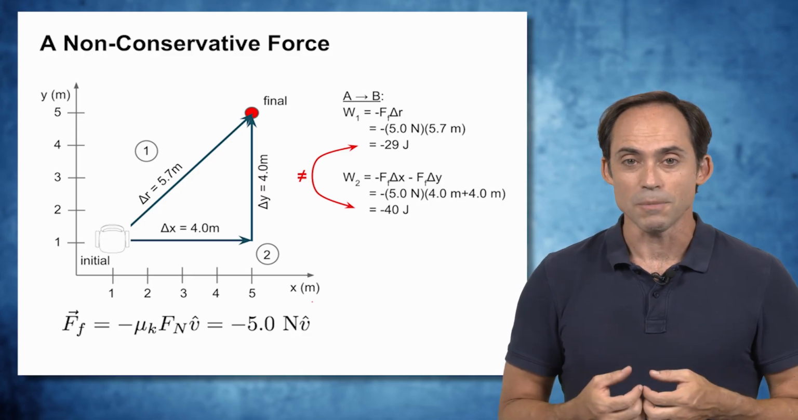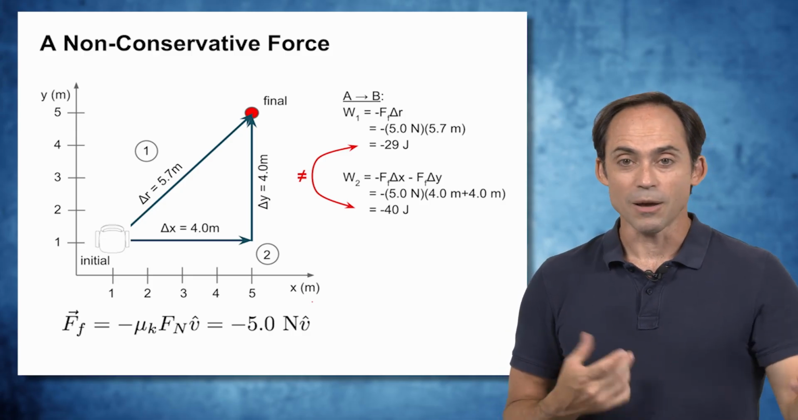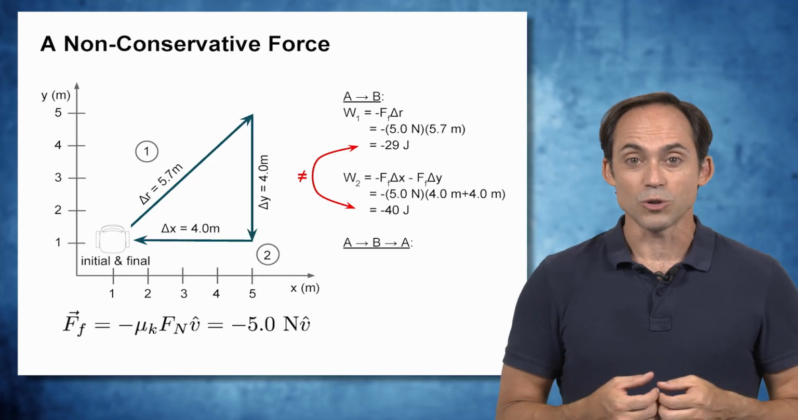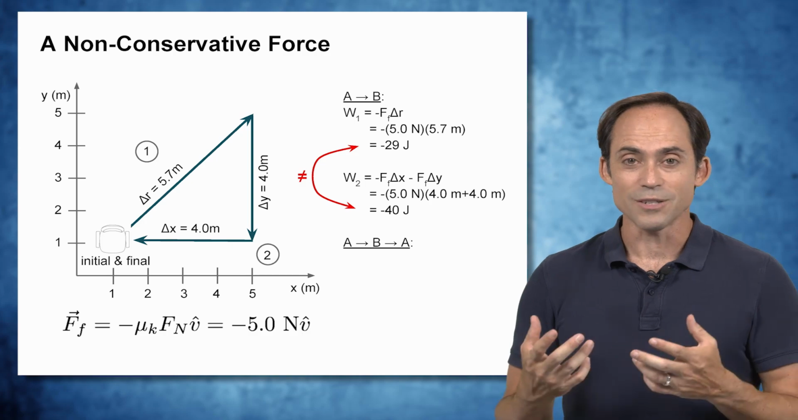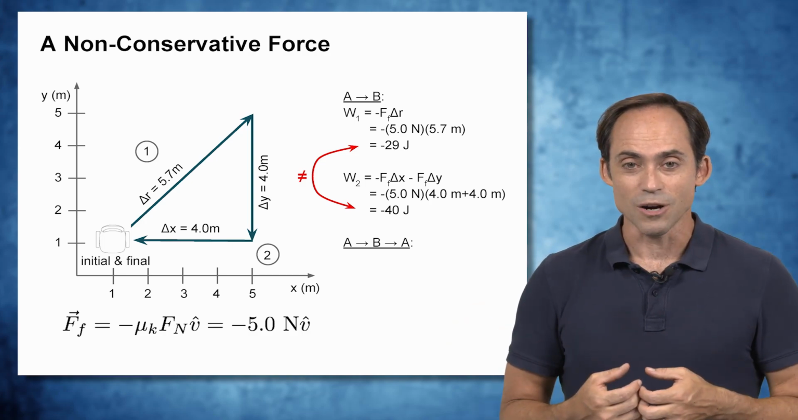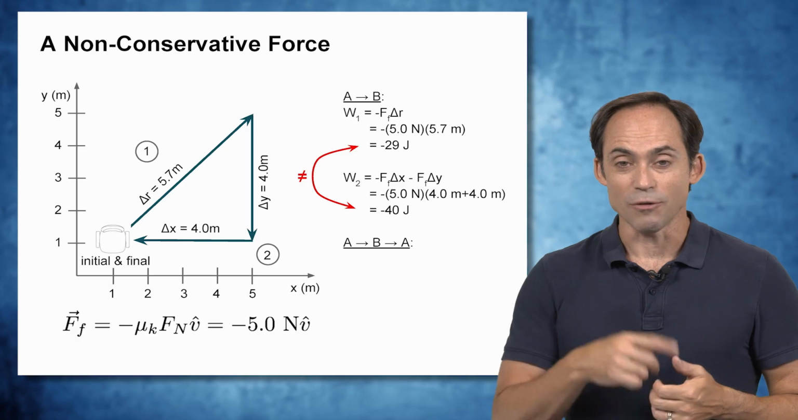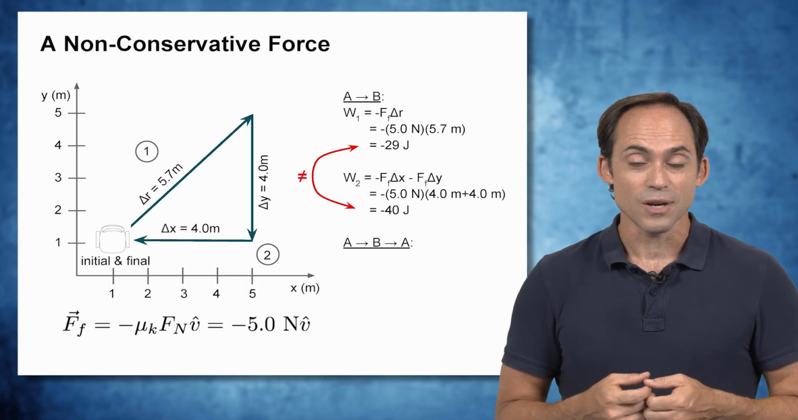Now, it becomes even more important when we consider the case where we'll do a closed loop. We'll start with the chair at one corner, we'll swing it out to the corner and let it bounce back to where it started. In that case, we're going a full closed loop, and if it was a conservative force, we'd expect to have the same kinetic energy at the end.